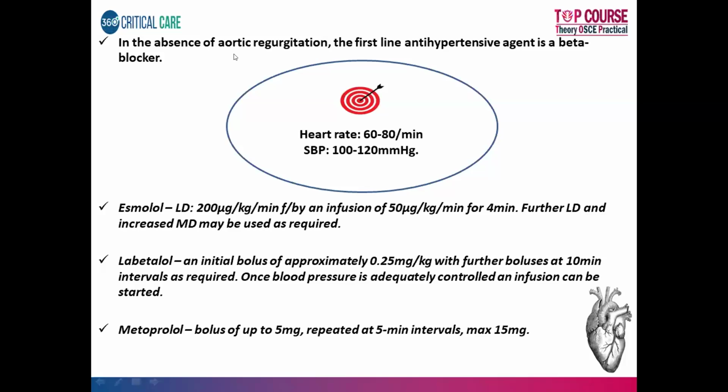So in the absence of any aortic regurgitation, the first line antihypertensive which we use in aortic dissection is the beta blocker. Beta blockers help both in maintaining the heart rate as well as the BP. So what are the targets? Your heart rate should be, as I told, 60 to 80 per minute, and your systolic blood pressure should be between 100 to 120 mmHg.